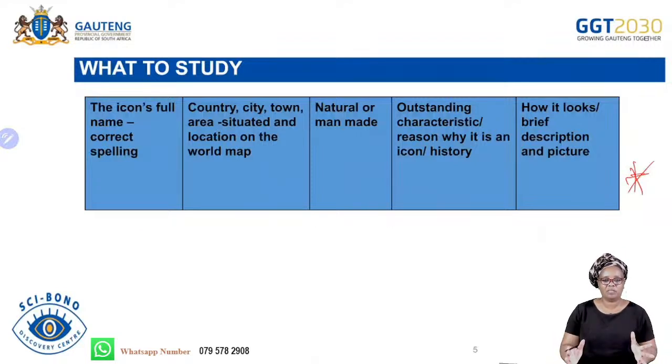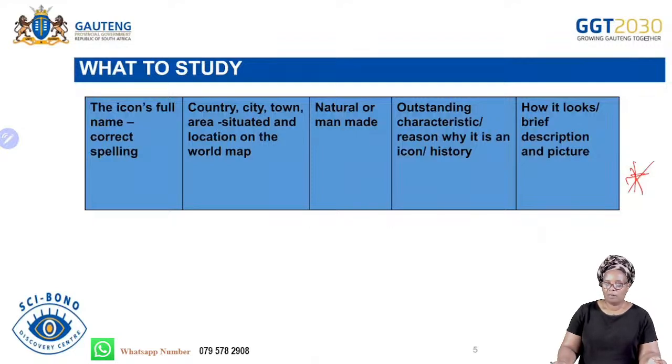After doing this table, populating it, completing it with all the 13 icons, then go to your map. And on the map, populate the icons where you have indicated on this table.